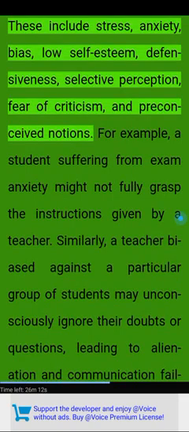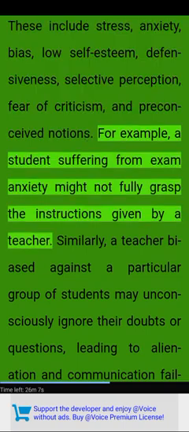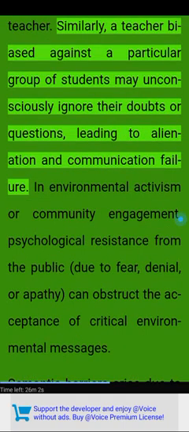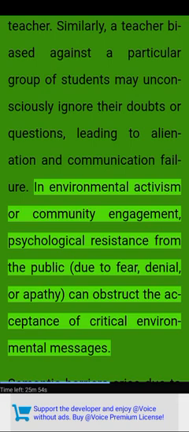These include stress, anxiety, bias, low self-esteem, defensiveness, selective perception, fear of criticism, and preconceived notions. For example, a student suffering from exam anxiety might not fully grasp the instructions given by a teacher. Similarly, a teacher biased against a particular group of students may unconsciously ignore their doubts or questions, leading to alienation and communication failure. In environmental activism or community engagement, psychological resistance from the public due to fear, denial, or apathy can obstruct the acceptance of critical environmental messages.